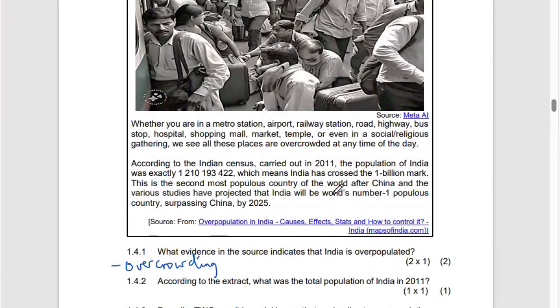So it implies that the country is overpopulated, because you are seeing an image which is showing that the people are overcrowded. Also, if you check through the text, you might find some other evidence. It says this is the second most populous country, which means compared to China, India is the second one. So it also gives a clue that it's highly populated, because it is regarded as the second in terms of the size of population.